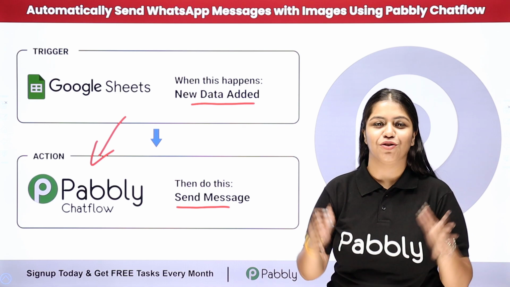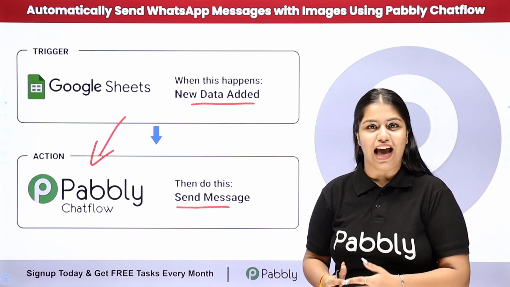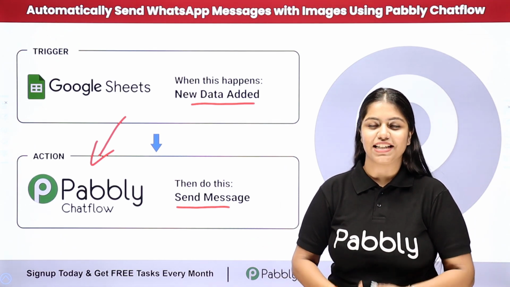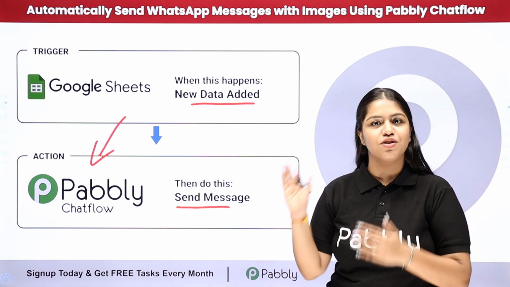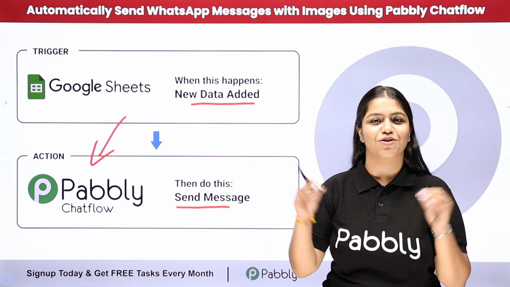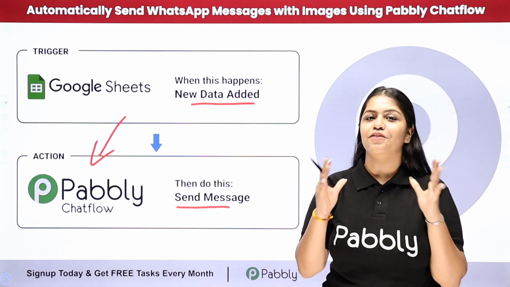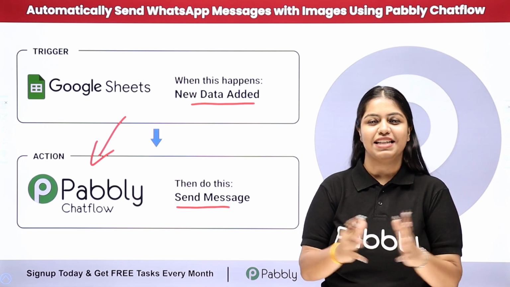So to do this, I've simply created a connection between Google Sheets and Pabbly Chatflow. And to create this connection without knowing any programming or coding language, I used Pabbly Connect. It is an amazing automation software. So if you also want to see the proper working of this automation, and create it for your own business, then you have to come with me towards my screen.